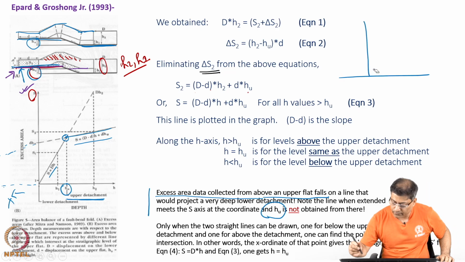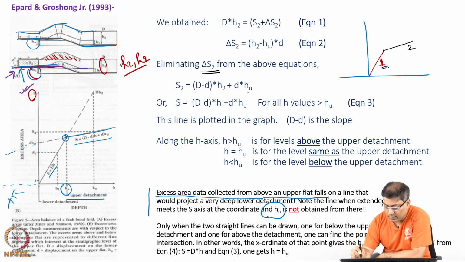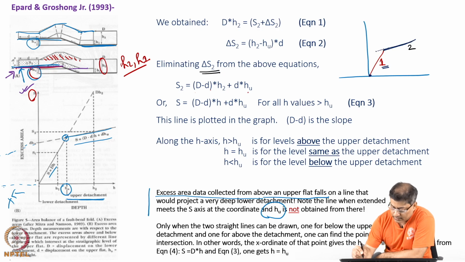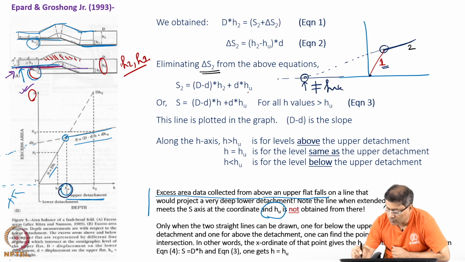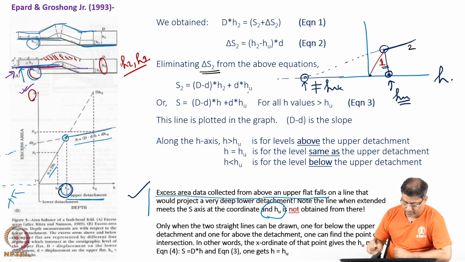If I draw this graph here, so level 1 is drawn, the S equal to dH line passing through the origin, and a level has been drawn which is above the upper detachment. Now, if I extend this line and let it intersect the h axis, this particular point is not Hu. Rather, where is Hu? As I have explained, it is over here. Find the intersection point, go vertically down, and this point marks the Hu along the h axis. This is the meaning of this statement.